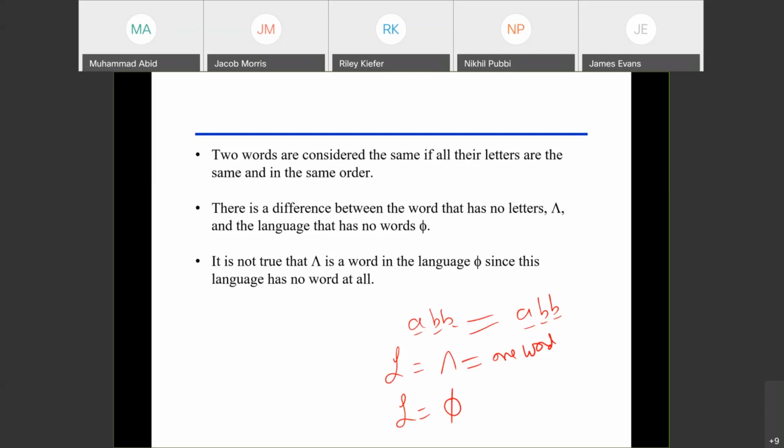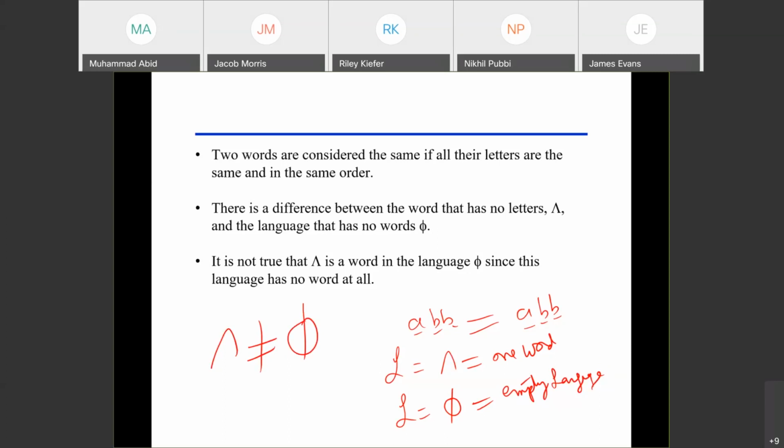But when we say your language is equal to the phi language, then it means this language does not have any single word or letter or alphabet. So it is a phi language, it is an empty language. It does not have any word there. So now it means that lambda is not equal to phi. Okay, so this is the difference between them.